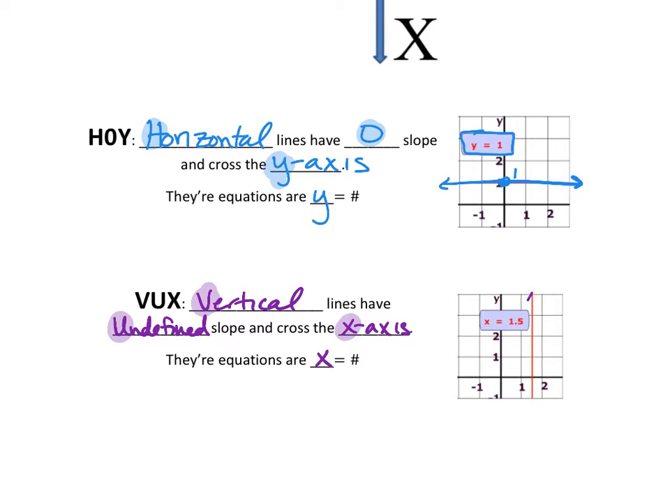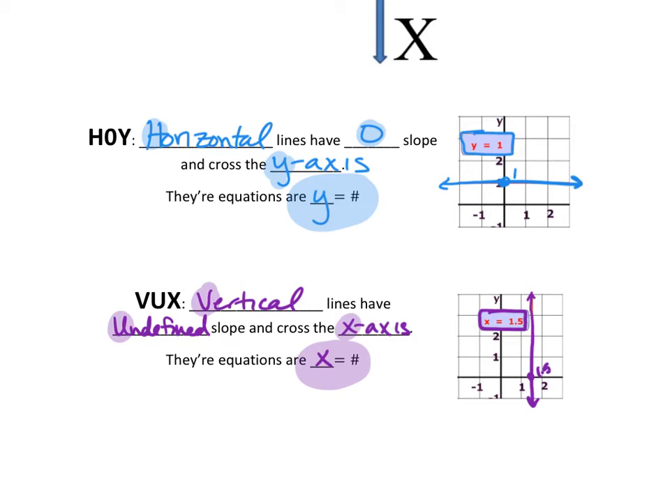In the picture over here in the graph, we have a vertical line that crosses the x-axis at 1.5. So the equation is x equals 1.5. That generates that graph. So HOY and VUX contain all the information we need because it helps us remember the type of equation we're writing for each type of function, whether that be a HOY or a VUX line.